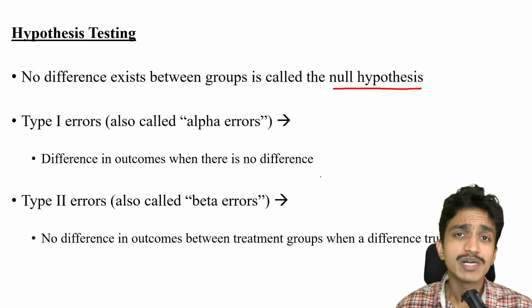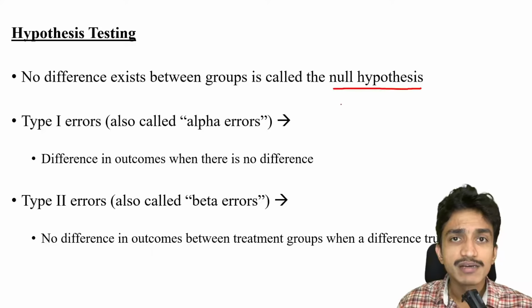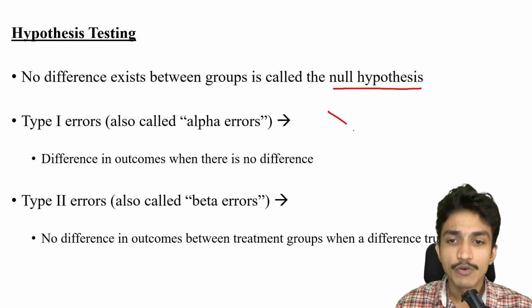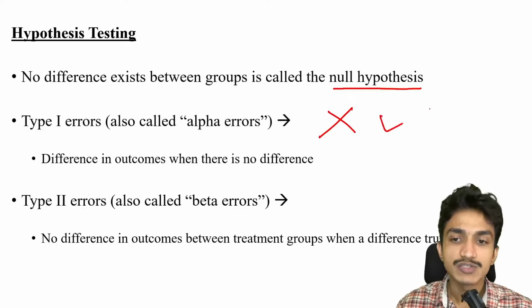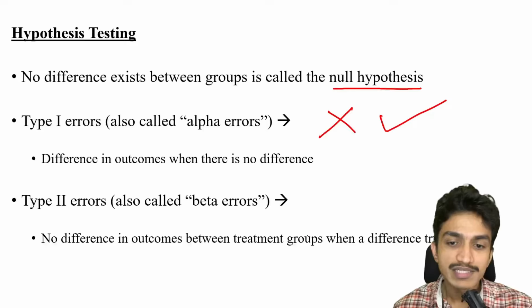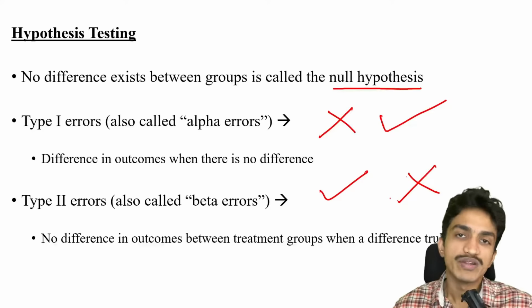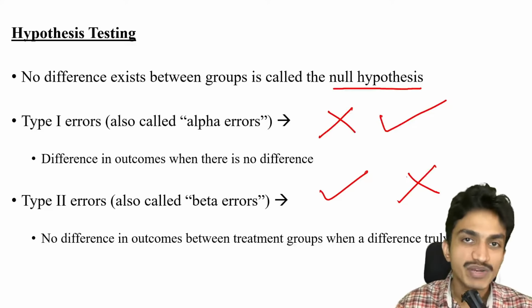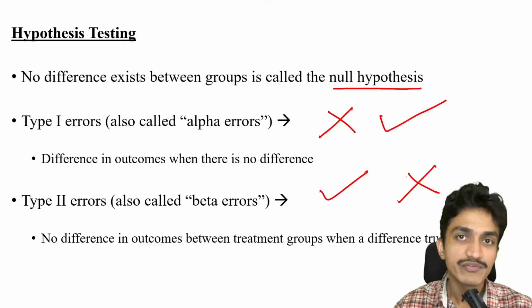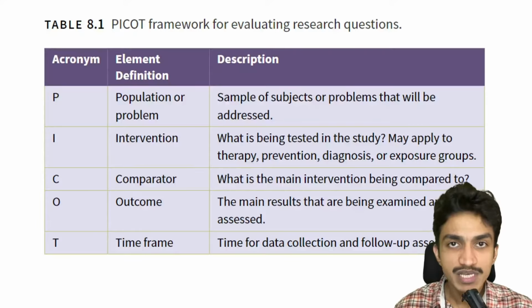Very simple to understand. So type 1 error is when there is no difference, but our study showed there is a difference. And type 2 error is that there is a difference, but our study shows that there is no difference. So this is a very simplified thing, a very hot favorite for various competitive exams.